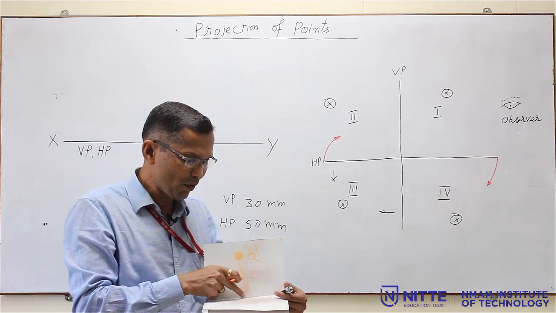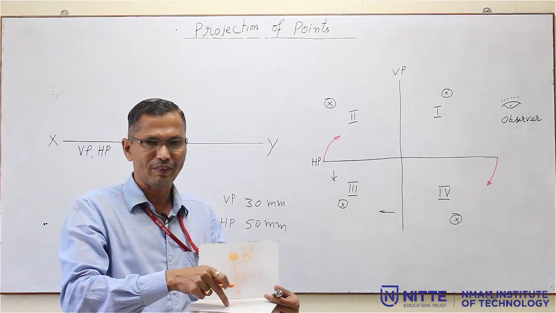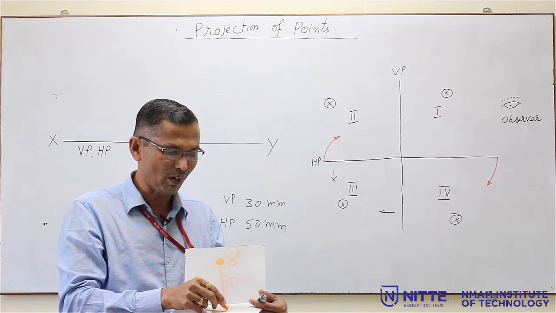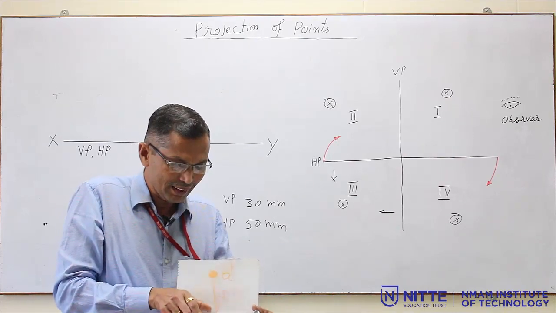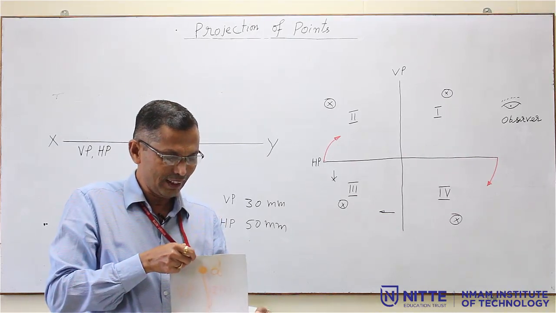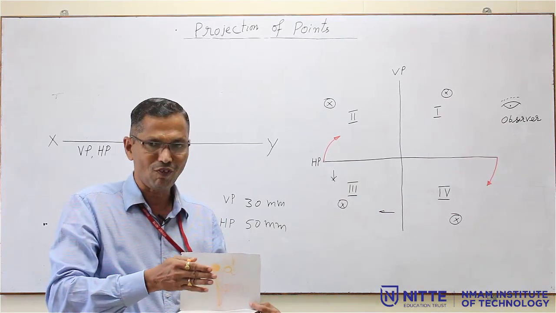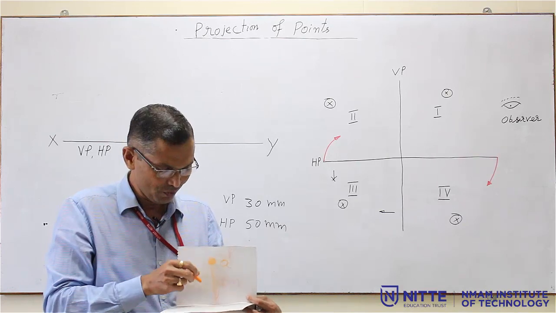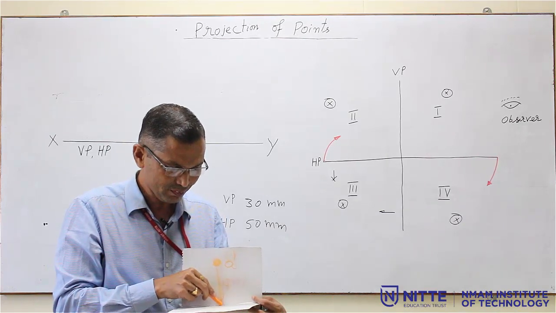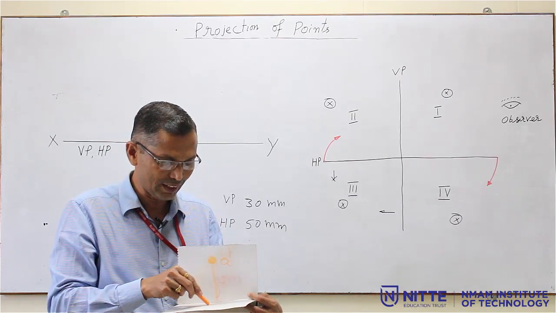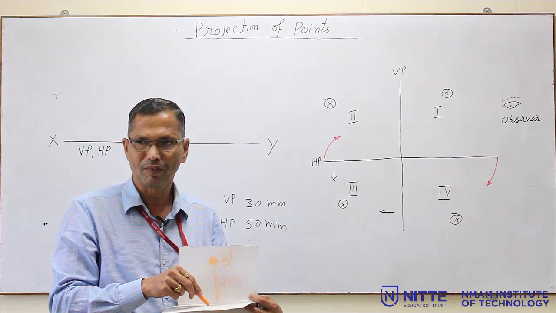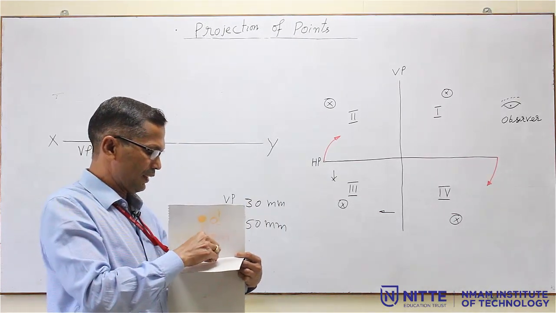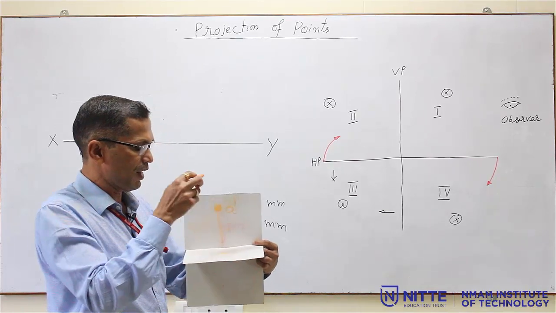Then there will be one more image on the HP. That is called the top view. I will call it A. Then what is this distance? It is how much in front of VP? In front of VP is 30 mm. So, this distance from the XY line will be 30 mm. Now, this is 30 mm and this is 50 mm.